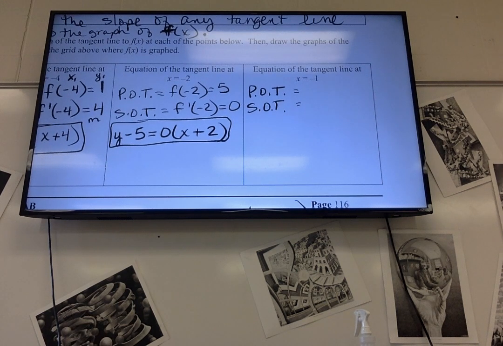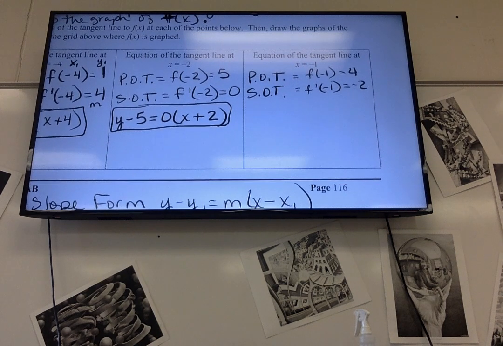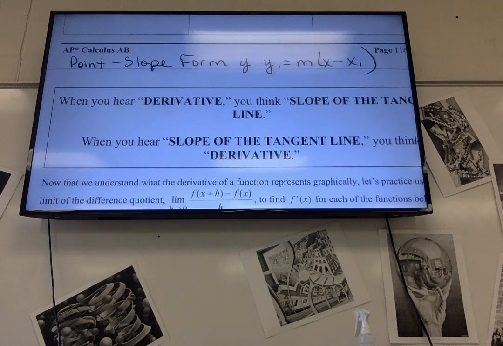No, I asked. Okay, so the tangent line problem. What'd you get for the point, Steven? 4. Yeah. F of -1 equals 4. You've got to have the x in the y. And then the slope: F prime of -1 is -2. So your equation, Brooklyn? y minus 4 equals -2 times x plus 1. Yep. Questions? All right, moving on.